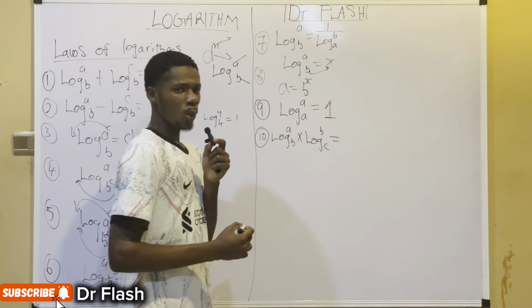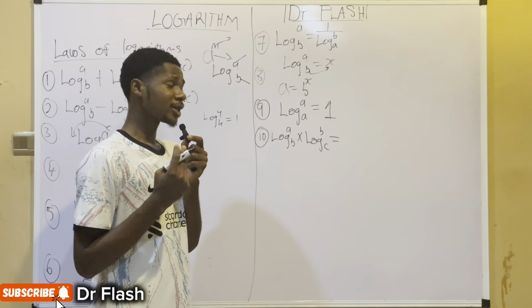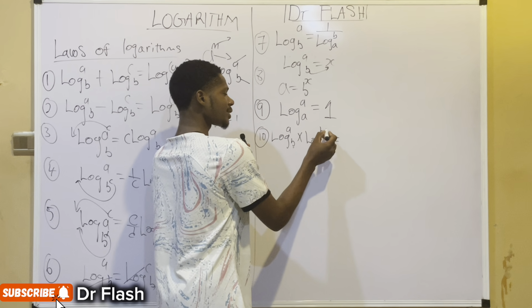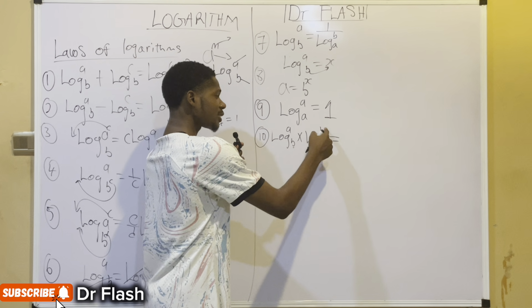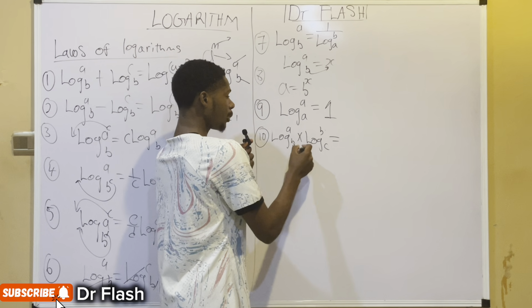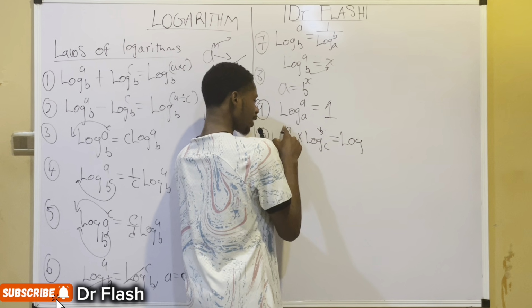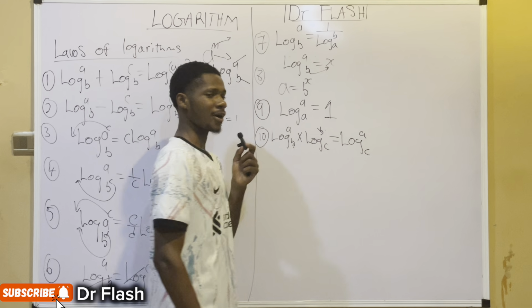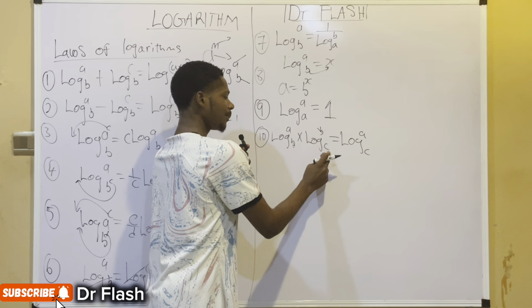Now whenever we are multiplying two logarithms, there is something you should check. Check if the base of one of the logs is same as the exponent of the other one. If so, they can both cancel out, and we are going to be left with log of the exponent that is remaining and the base that is remaining.